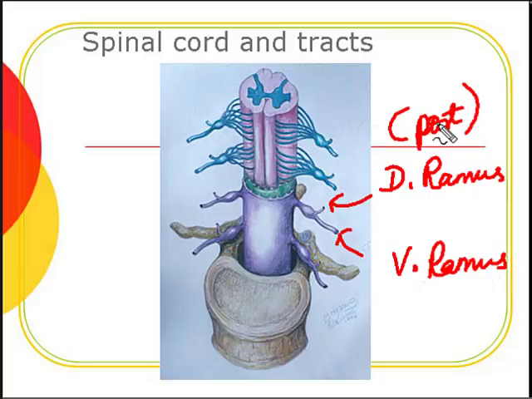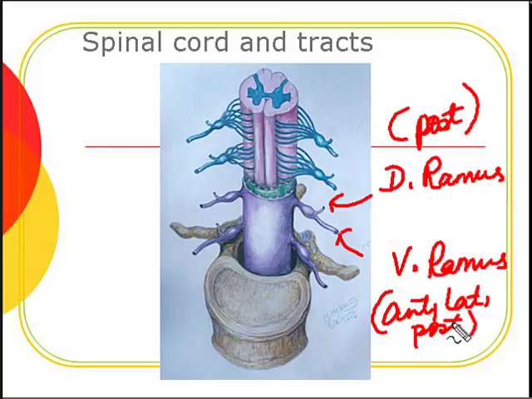The ventral ramus is larger because it has a greater area of supply. It supplies the entire anterior aspect of the body wall, the lateral aspect of the body wall, and a part of the posterior aspect of the body wall which is not supplied by the dorsal ramus. So you can see that it has a very large area of supply.